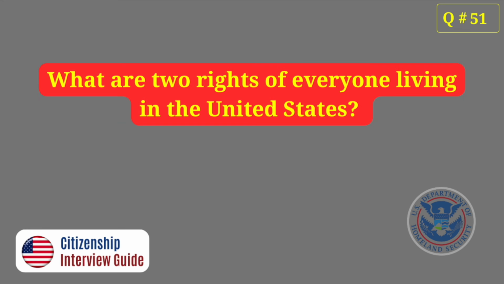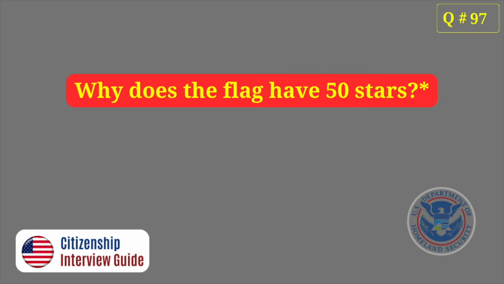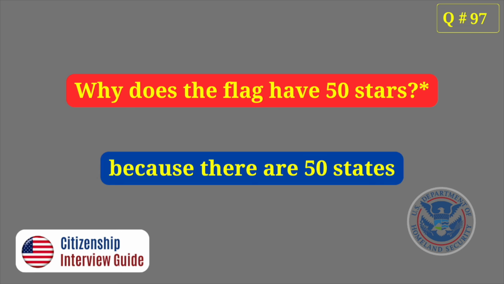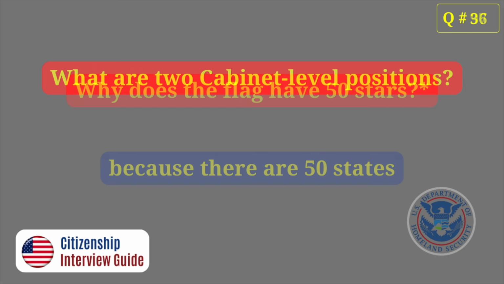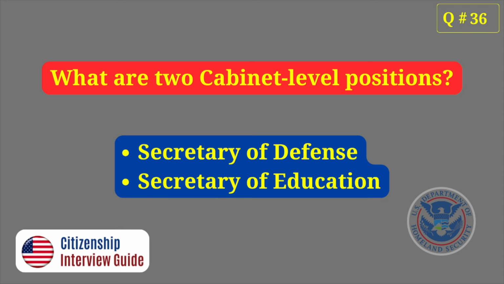What are two rights of everyone living in the United States? Freedom of religion. Freedom of speech. Why does the flag have 50 stars? Because there are 50 states. What are two cabinet-level positions? Secretary of Defense. Secretary of Education.